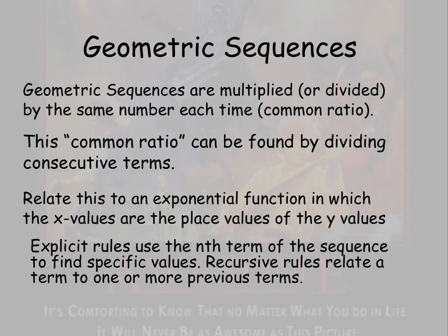Instead of arithmetic sequences where you add or subtract the same number each time, geometric sequences multiply or divide each time. And that number that you're multiplying or dividing by each time is called the common ratio. We can find that by dividing consecutive terms.